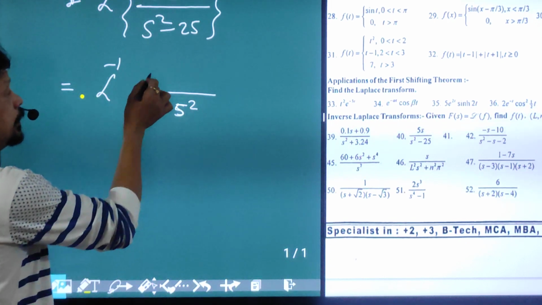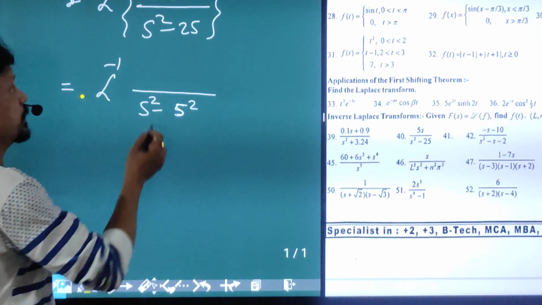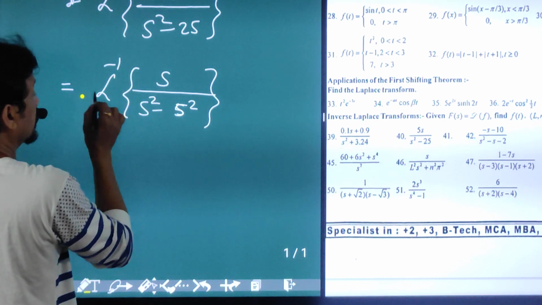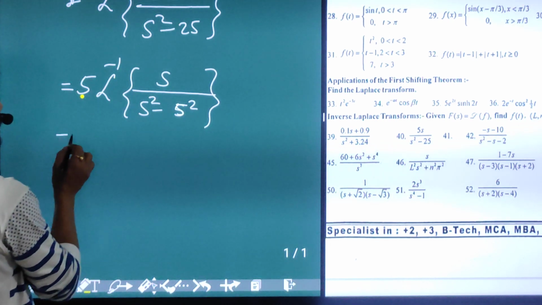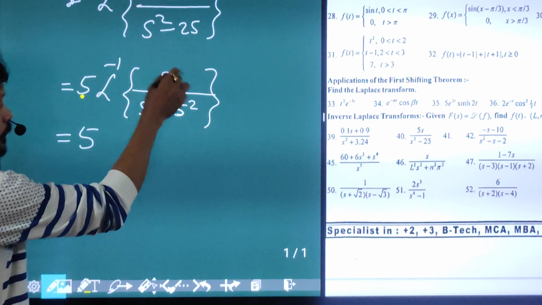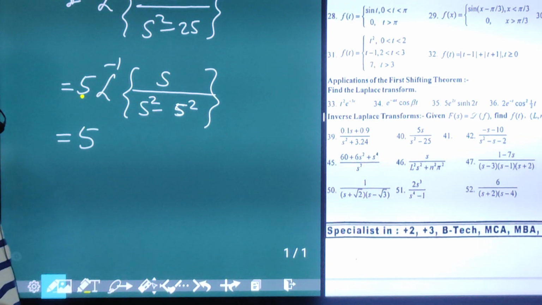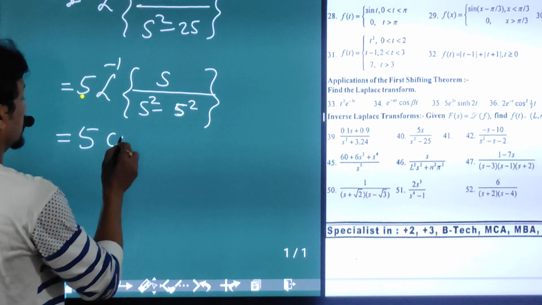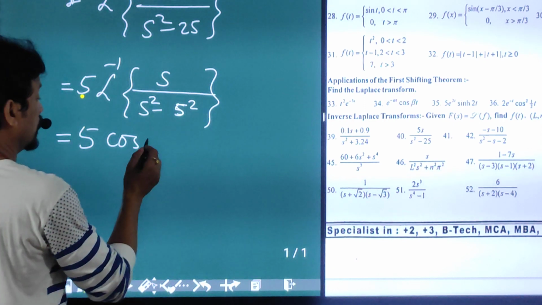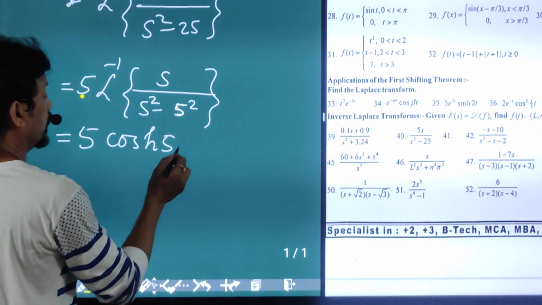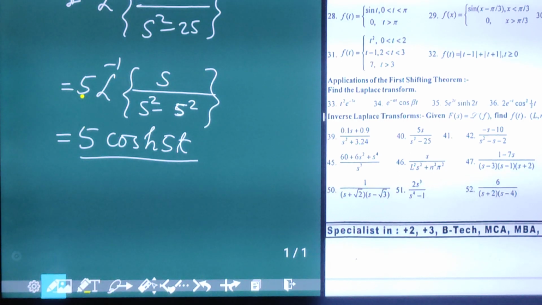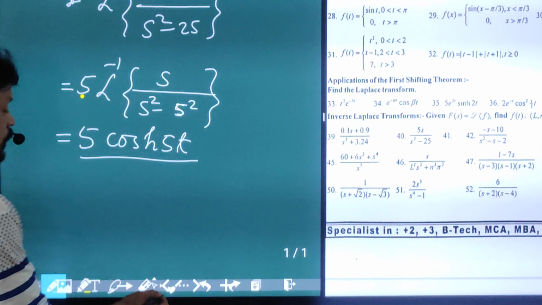Then either s will be present in the numerator or 5 will be present. But s is already there, so take the 5 outside. Clear? So this is 5, and the formula is, I have told you, if s is present, it will be cos. And if minus is present, this is hyperbolic. Cos hyperbolic 5t. So this is the answer. Very simple. You have to remember the logic. After that you can do all the problems.